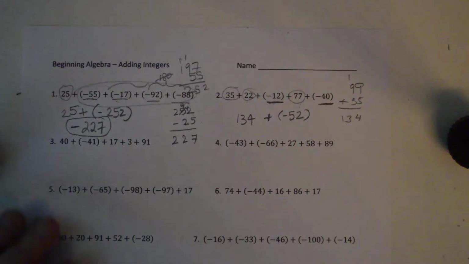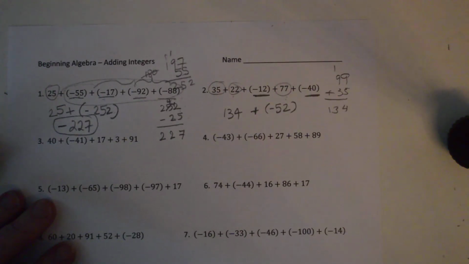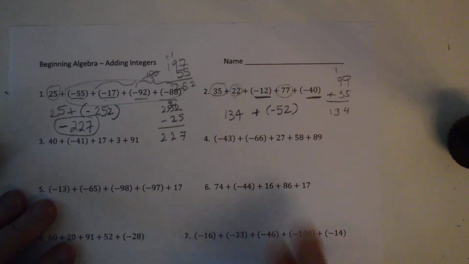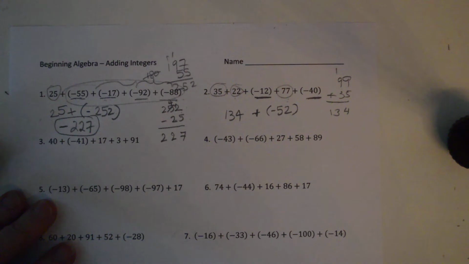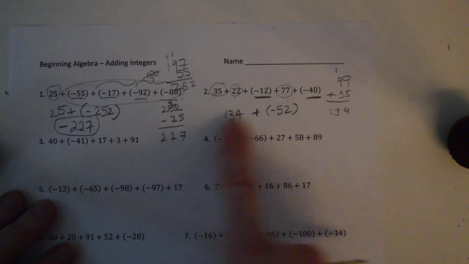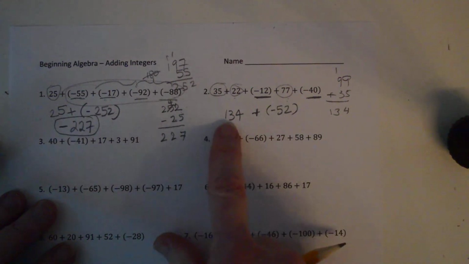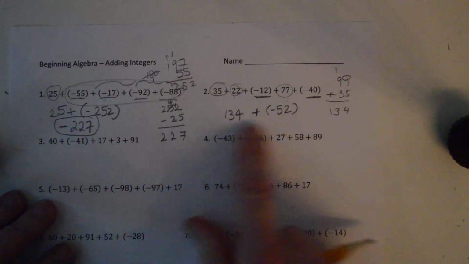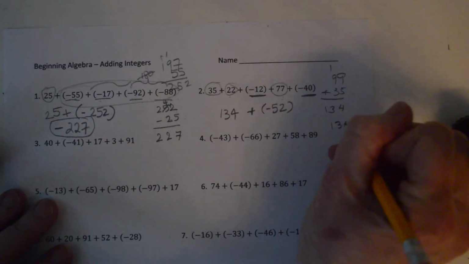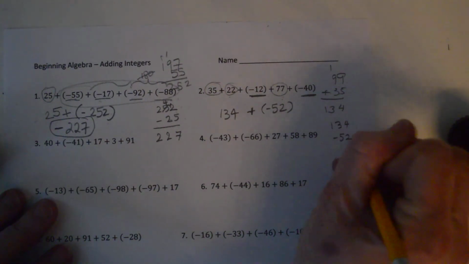All right, so I'm adding 134 and negative 52. Again, in each of these problems, since we're collecting all the positives and all the negatives, we're going to end up with one positive and one negative. We shouldn't ever end up with the same sign here because we have the sum of all the positives and the sum of all the negatives, so we should get one of each, which means at this point we're always going to be finding the difference. So it's going to be 134 minus 52.